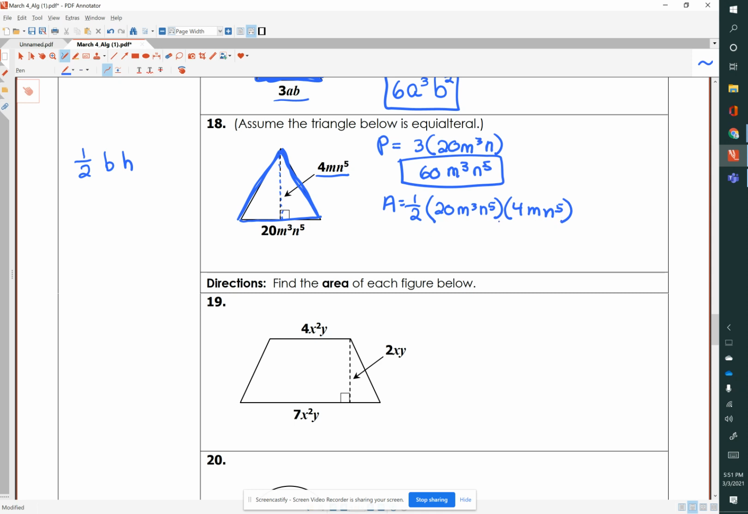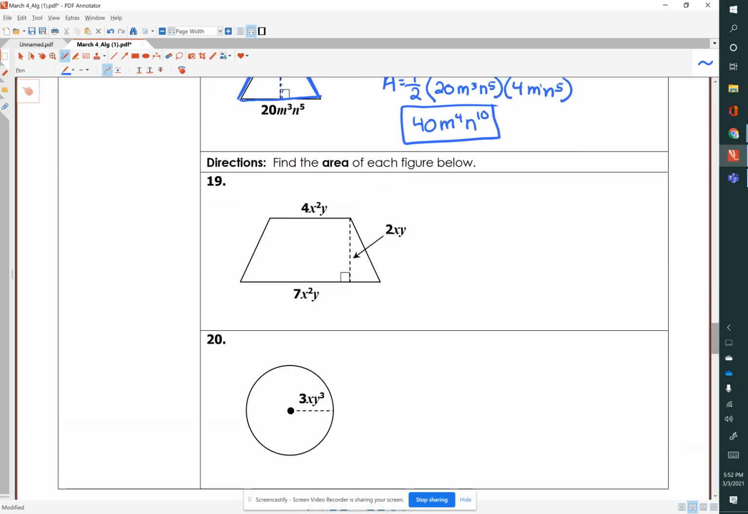So 20 times 4 is 80, and half of 80 is 40. So that takes care of our numbers. And the m is 3 plus the invisible 1, which is 4. And the n is 5 plus 5, 10. And that's our final answer.